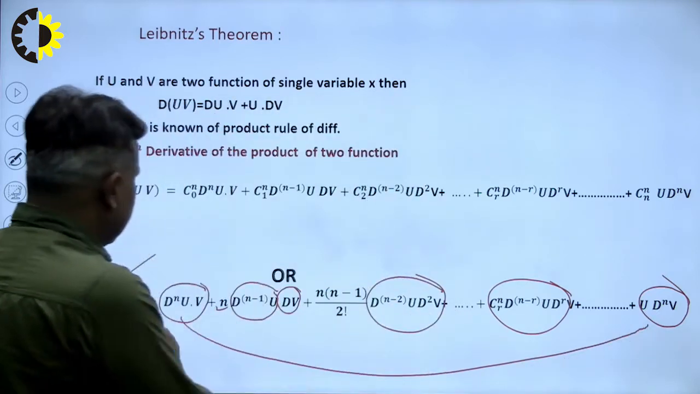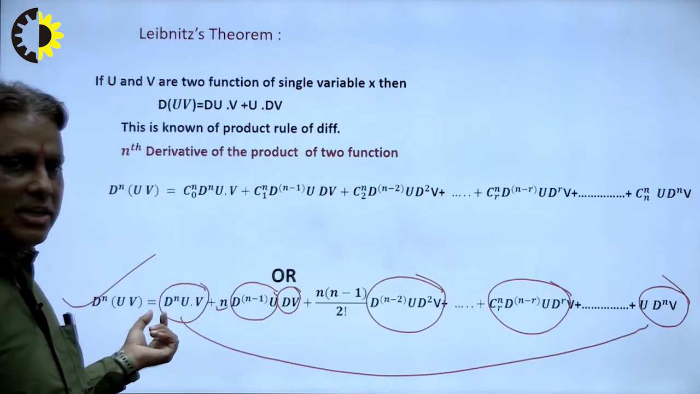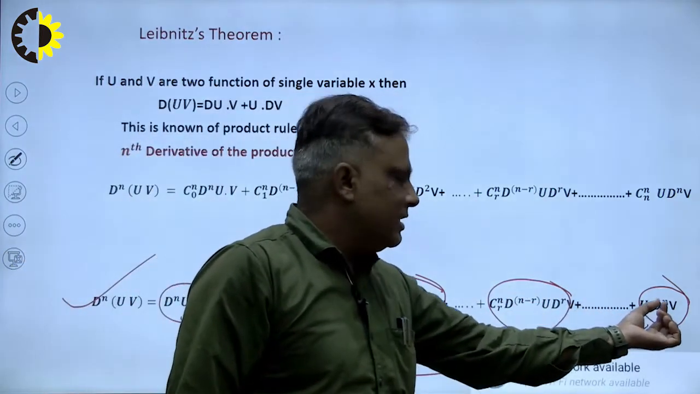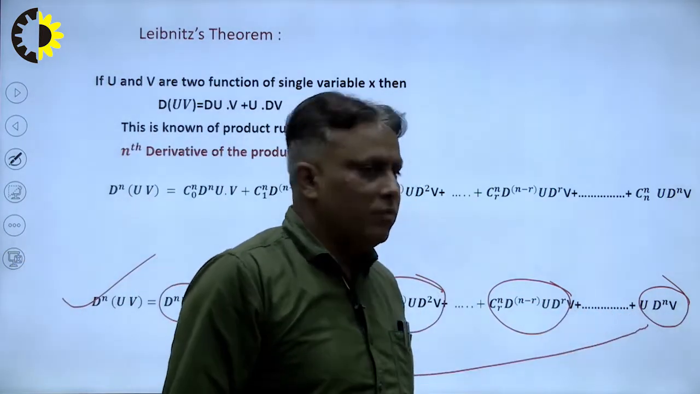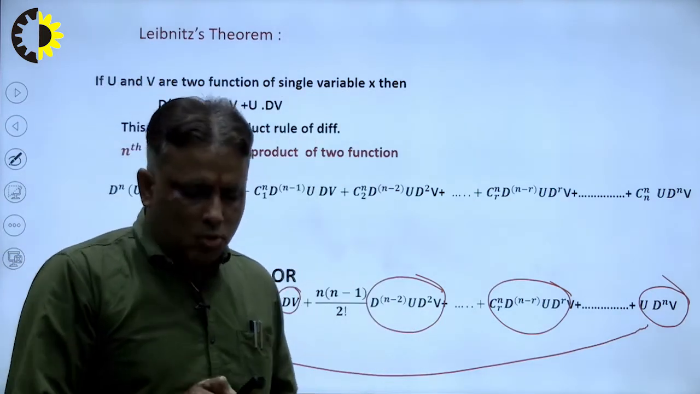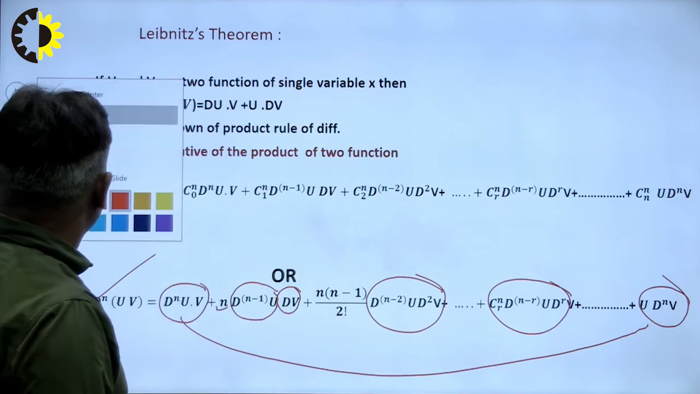In the initial term, I differentiate u n times and v as it is. In the last term, u as it is and the nth derivative of v. In this way we can solve our problem. The question is how to apply the Leibniz theorem.